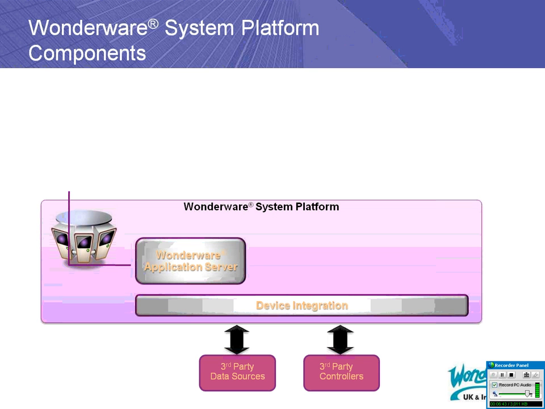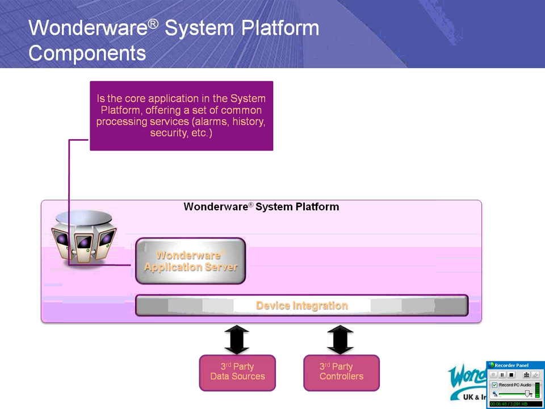The main brains, if you like, of System Platform are the Wonderware application server. Now the application server takes data in via the device integration objects and processes that data via scripts and makes that data available to clients on the network.